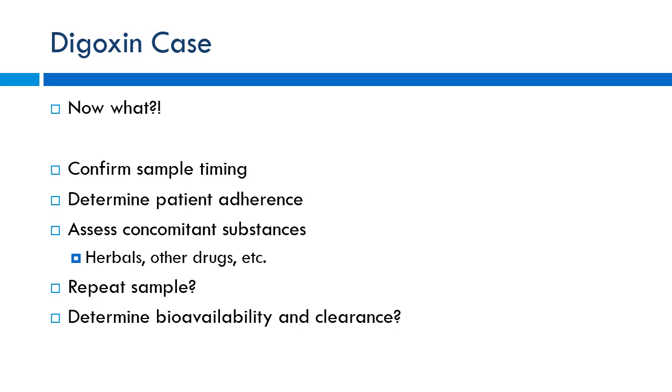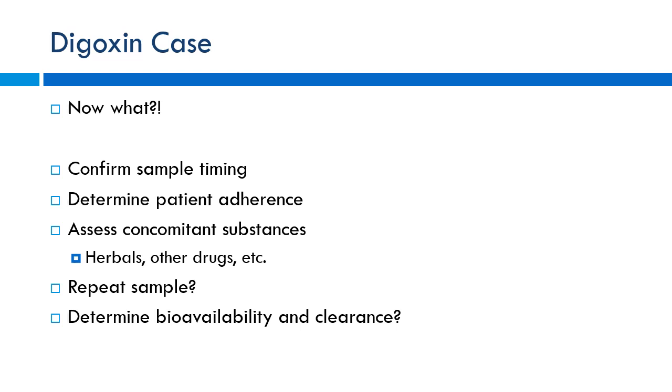Okay, so now what? We have our ideas. What could be some reasons why the levels are too high? Let's look at some things we can try to account for. Let's confirm the sample timing. Let's make sure the level's done at the right time. Determine what the patient adherence is. Talk to them, see if they're actually taking it or if someone's giving it to them. Assess for other concomitant substances. Maybe an herbal product has come along. Maybe it's decreased the metabolism.